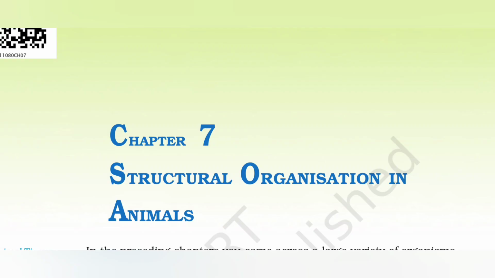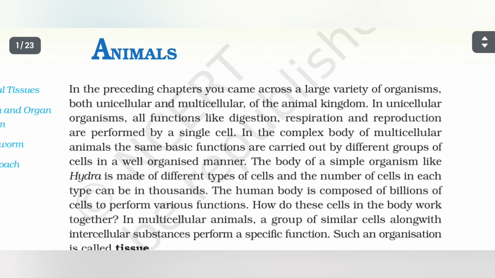Chapter 7, Structural Organization in Animals. In the preceding chapters, you came across a large variety of organisms, both unicellular and multicellular, of the animal kingdom. In unicellular organisms, all functions like digestion, respiration, and reproduction are performed by a single cell.